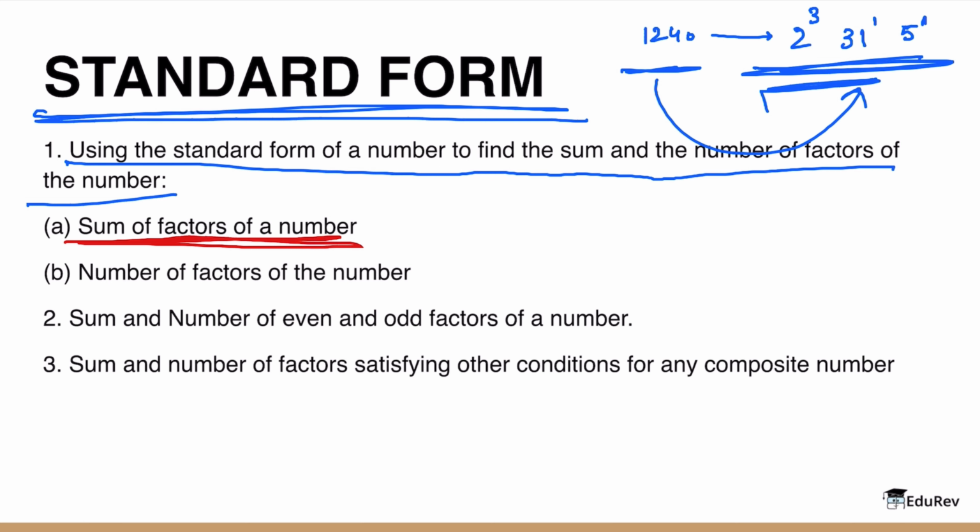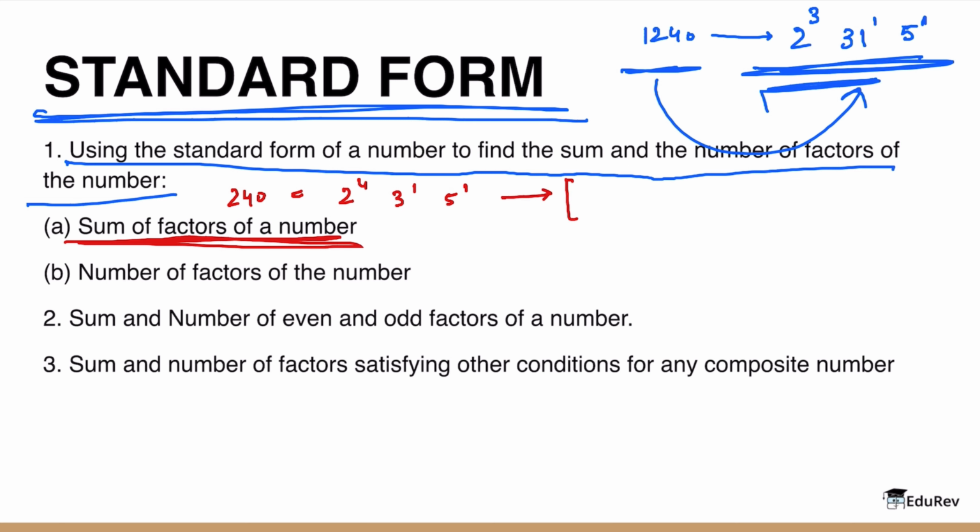Now, suppose we have to find the sum of factors of the number, say 240. So can I write 240 as 2 to the power 4 into 3 to the power 1 into 5 to the power 1, which is true. Now I need to find out the sum of the factors. So what is going to be the sum of the factors?